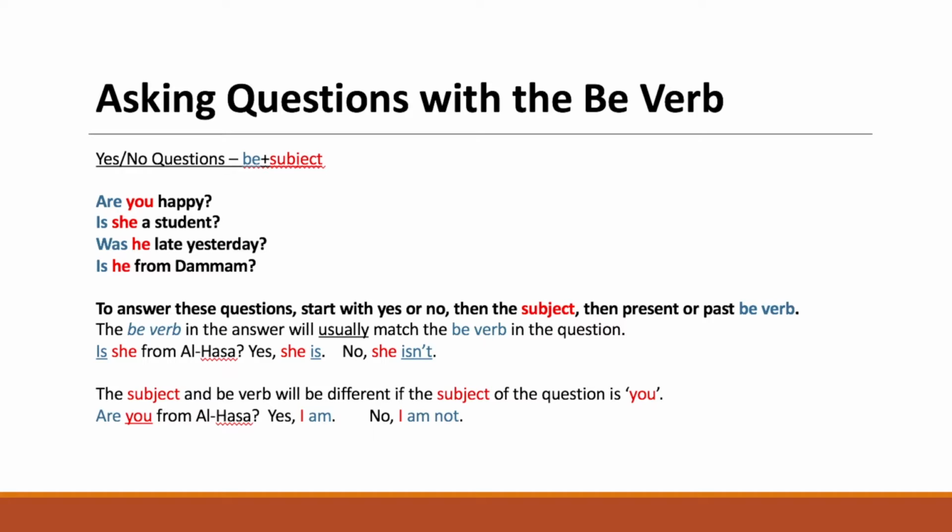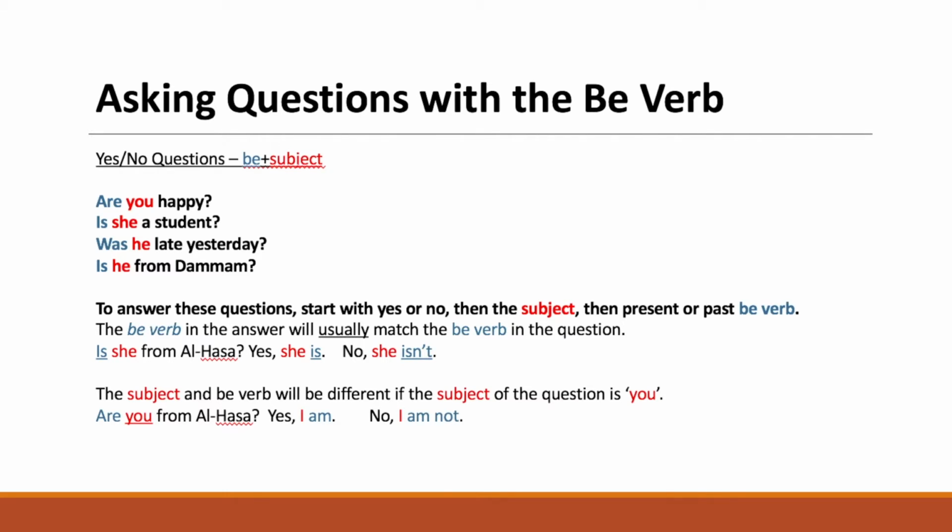Is she a student? Be verb is, followed by the subject she. Was he late yesterday? Again, start with the be verb, followed by the subject he. We also have yesterday. This tells me we're asking about the past, so we have to change the be verb to match the tense. And finally, is he from Dammam? Since we're asking about he, we have to use is.